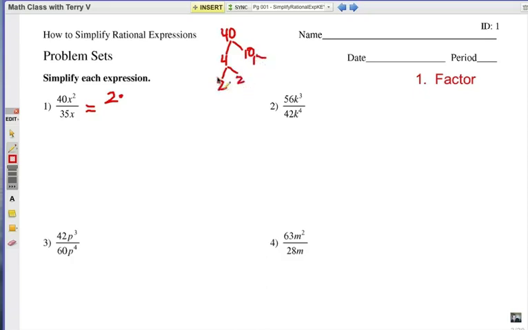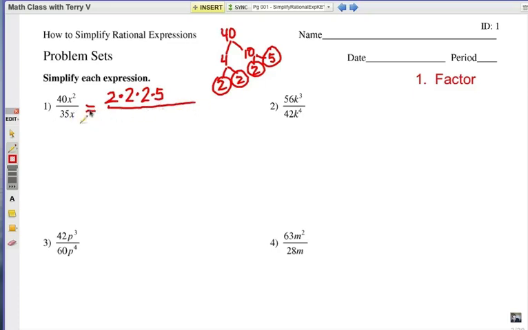So 4 is made up of 2 and 2. Those are both prime. And 10 is 2 and 5. Now I'm circling them because I know I'm done. Those are prime numbers when I'm all done. So 40 is actually made up of 2 times 2 times 2 times 5. I go ahead and make that list, and that's on the top.